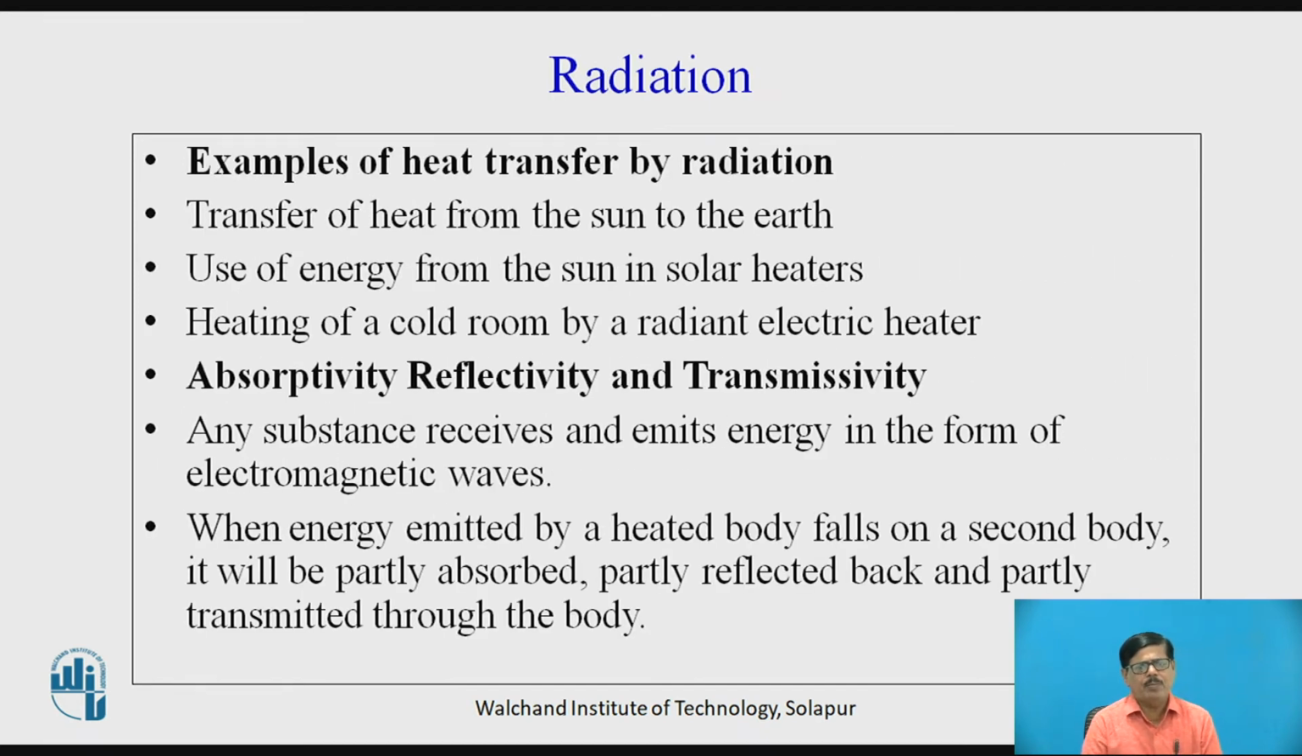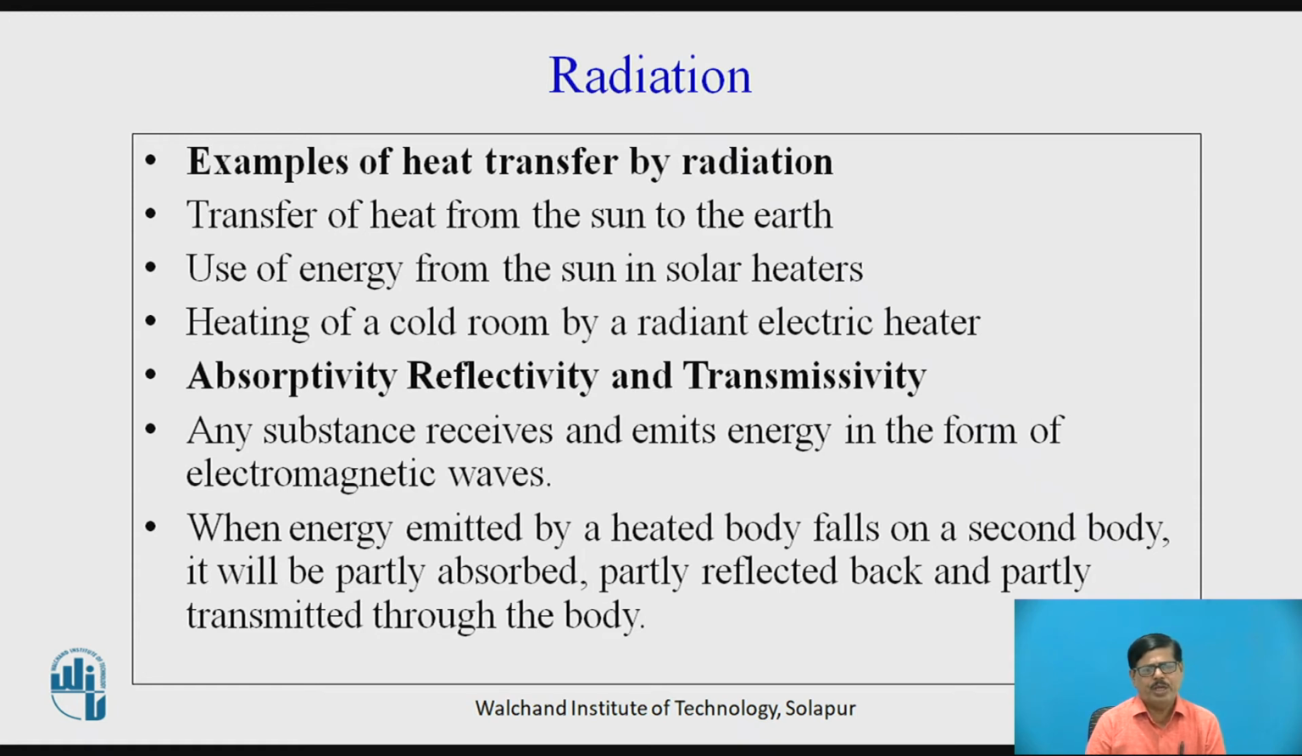Now let us see the examples of heat transfer by radiation. In day-to-day life, we observe that we are receiving heat from the sun on the earth. So this solar energy which we receive in the form of heat is an example of radiation. Use of energy from the sun in a solar water heater: in a solar water heater, we are absorbing the solar energy. So that is again thermal radiation, thermal energy in the form of electromagnetic waves. Heating of a cold room by a radiant electric heater: when you use an electric heater, it emits radiation, and because of this the room gets heated.